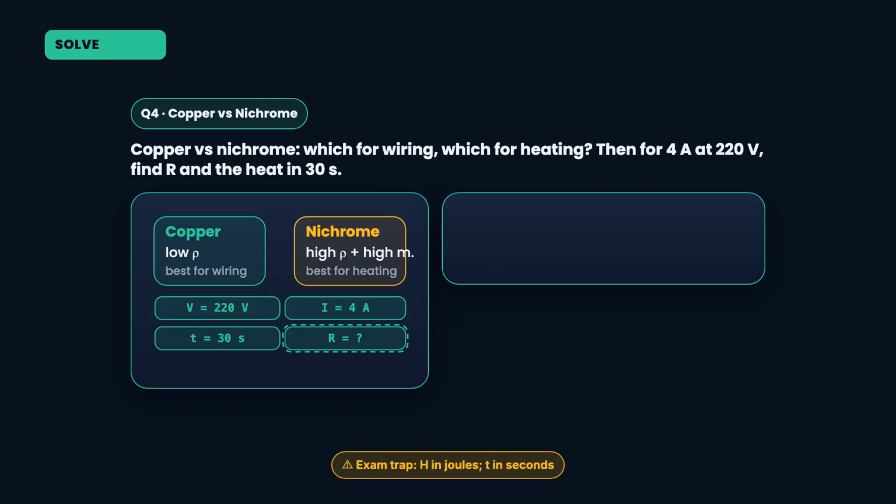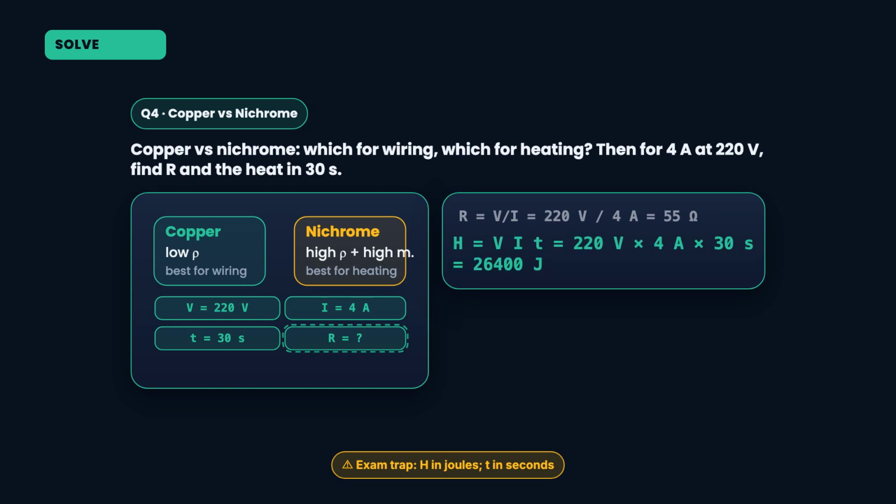4. A case-based favorite. Copper wires have low resistivity, so little heat is lost. Nichrome has high resistivity and a high melting point, so it makes heat by I squared Rt without melting. With 4 amperes at 220 volts, resistance is 55 ohms, and heat in 30 seconds is 26,400 joules.